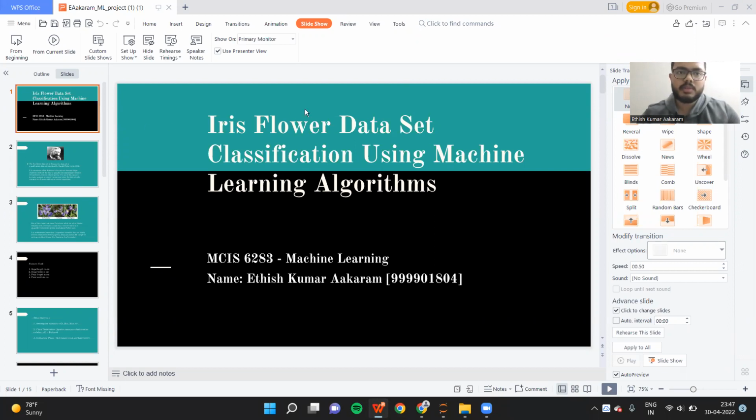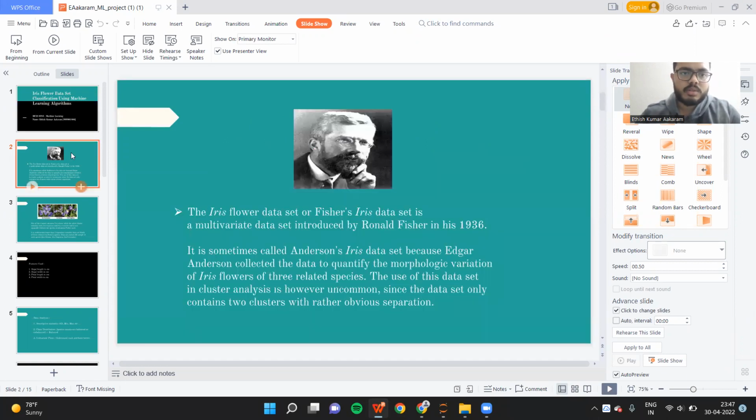So my project is about iris flower dataset classification using machine learning algorithms. The iris flower dataset is also called Fisher's iris dataset, because Ronald Fisher introduced this dataset in the year 1936. A lot of researchers have gone through this dataset and are still working on it, and it's a well-known dataset.